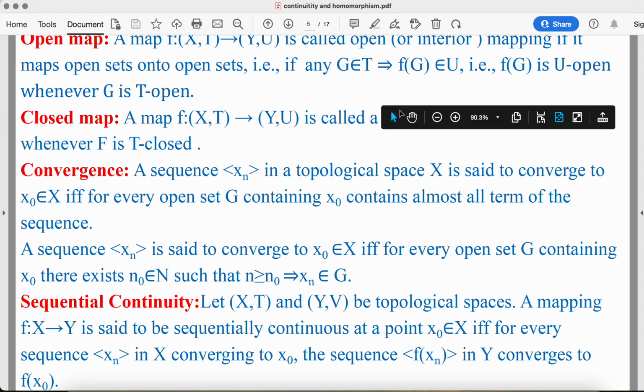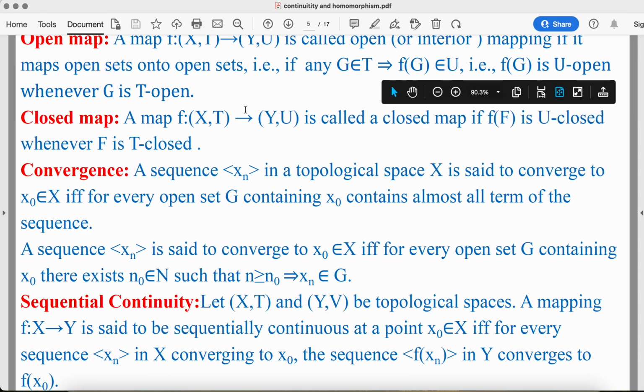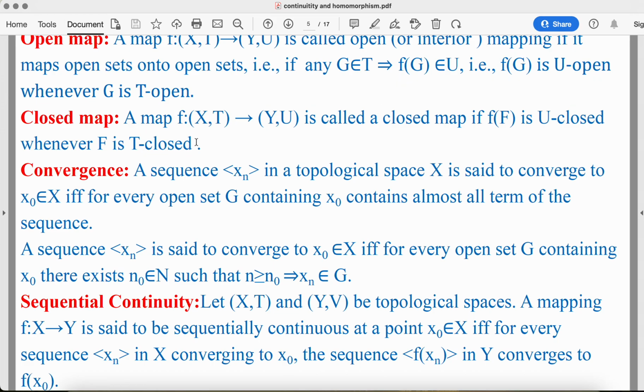Now the closed map. A mapping f from (X, T) to (Y, U) is called a closed map if f of F is U-closed whenever F is T-closed. Now we will define convergence of a sequence.